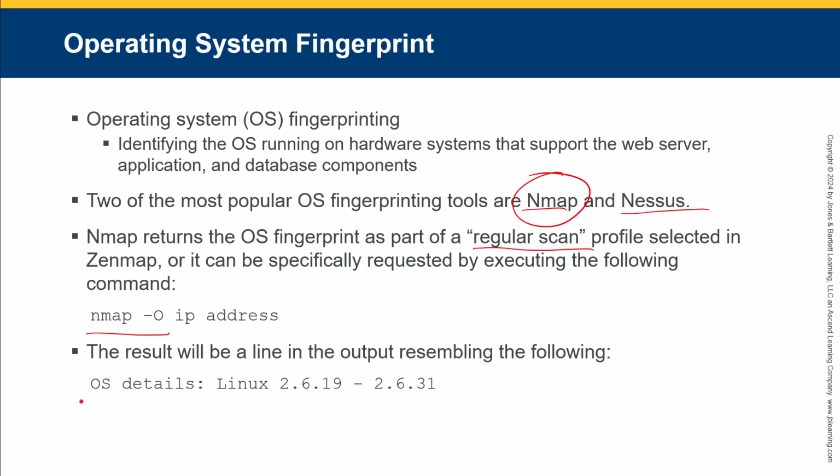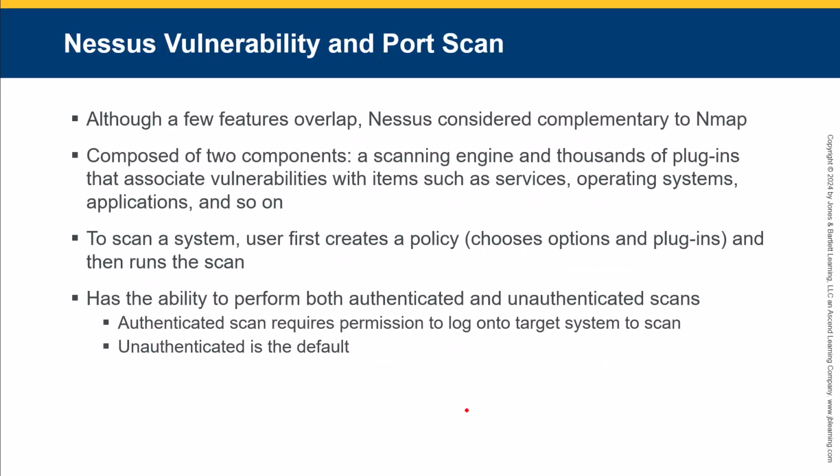So you might get something like this. If you run it against a target, you might get Linux version something or Windows version something, but it tries to identify the operating system. Nessus does have a vulnerability and port scanner built in, and a lot of the features do overlap. Nessus is complementary to Nmap, but Nessus is expensive. It's composed of two components: a scanning engine and thousands of plugins associated with vulnerabilities.